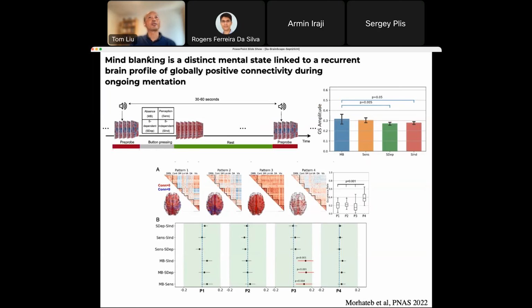This is a paper looking at mind blanking and showing that when your mind blanks out, your global signal amplitude tends to be higher when you have these mind blanking incidents.